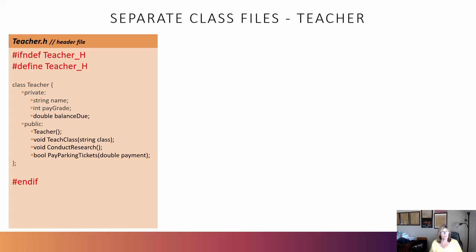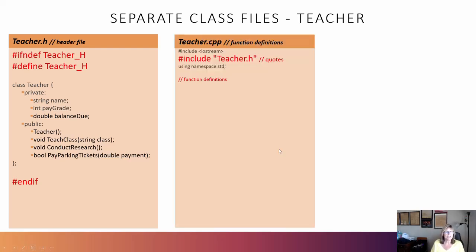So let's see what this would look like if we separated out or created multiple files. For teacher, we have a header file using the #ifndef and the #define, and then the #endif at the bottom. We have defined the teacher class along with the function declarations. Then we're going to create an implementation file called teacher.cpp that does a #include "teacher.h" in the quotes, and there I'm going to define each one of the functions.